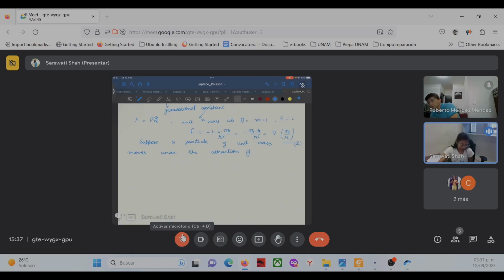So suppose a particle of unit mass moves under the attraction of a particle of mass m1 at P from infinity up to Q. Just try to understand what is happening. A particle is coming from an infinite distance, and how is it coming?